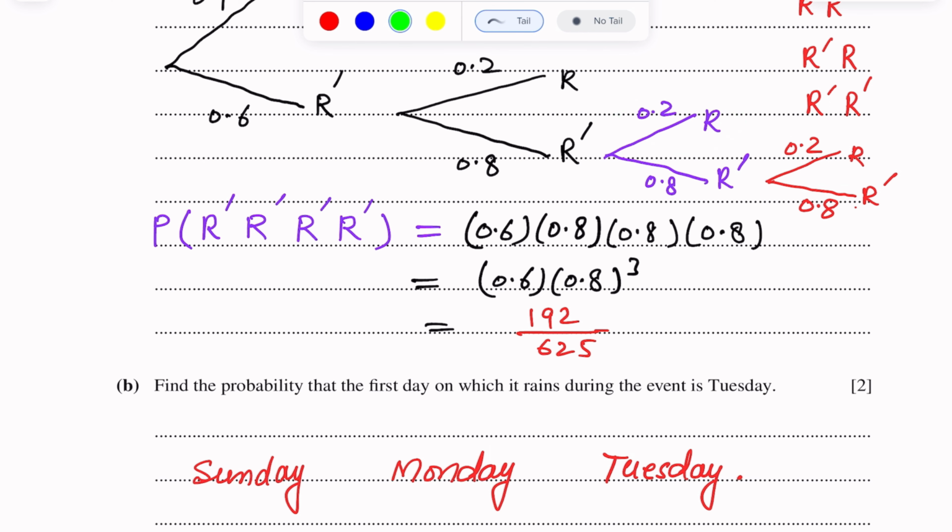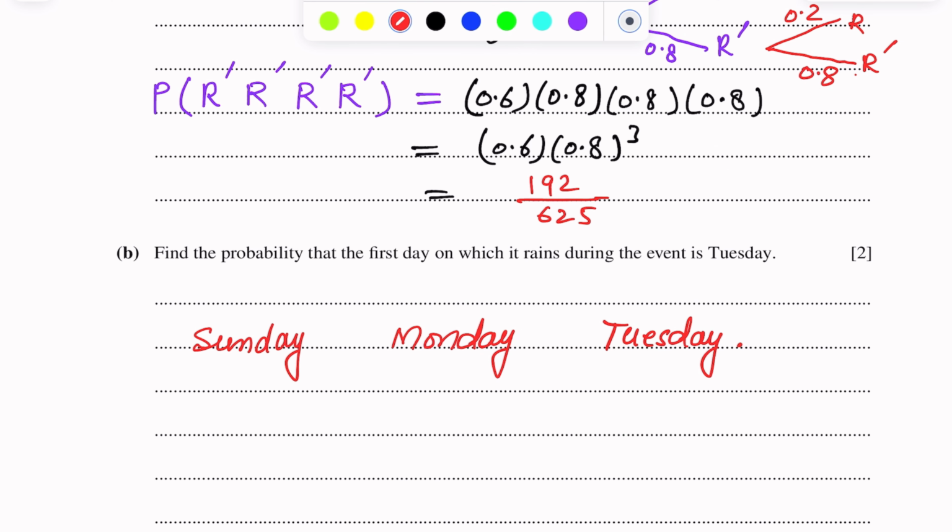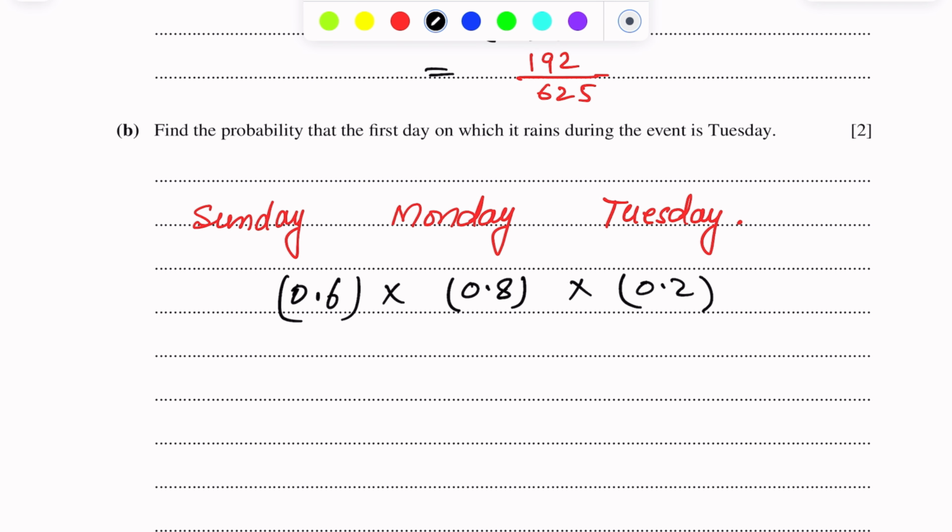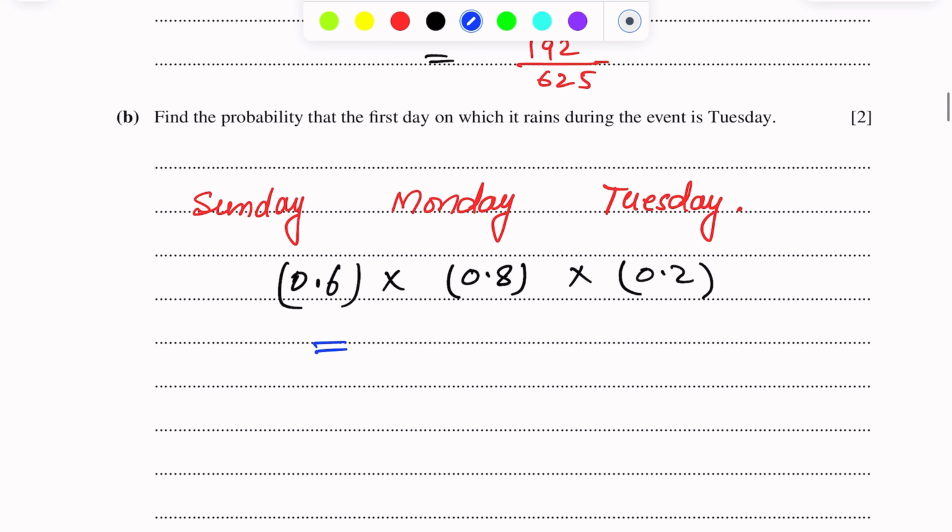So we will multiply these probabilities. We get 0.6 into 0.8 into 0.2. After multiplying these values, we get the answer is 12 over 125.